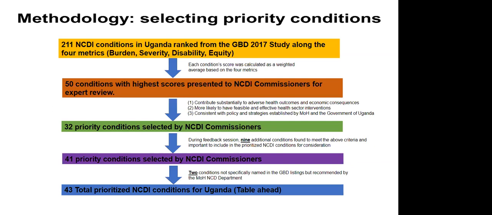And then we also looked at the dimension of its consistency with policy. So before we put a condition on that list, is it already in alignment with what the current policy documents and strategies of our government are talking about? After that exercise, we reduced them to 32. But during the feedback sessions, members noted that we needed to put back 9 on the list, because they met the above criteria and they felt that they would fit into the context of what we're doing. So that took us back to 41.